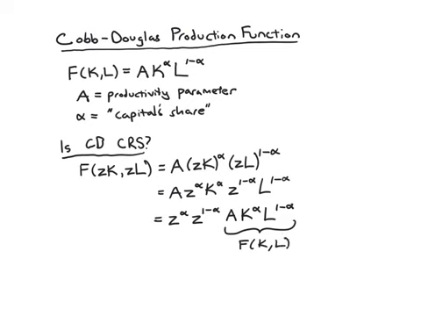So hopefully this part at the beginning, z to the alpha times z to the 1 minus alpha, will reduce down to z. And we can see that that's true, right? When you multiply two things with the same base, then you add the exponents. So we'll have alpha plus 1 minus alpha. Those cancel, and we're just left with z. So Cobb Douglas is indeed constant returns to scale. F of zK and zL is equal to z times f of K and L. So it works out perfectly.